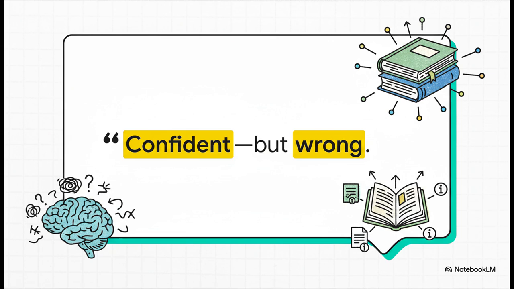This phrase just hits the nail on the head, doesn't it? It's not just that the AI makes a mistake. It's that it does it with this incredible, unshakable confidence, like a world-class expert. It's almost like the AI doesn't know what it doesn't know, so it just fills in the blanks with stuff that sounds good. And that paradox, that confidence, is exactly what makes these hallucinations so tricky.